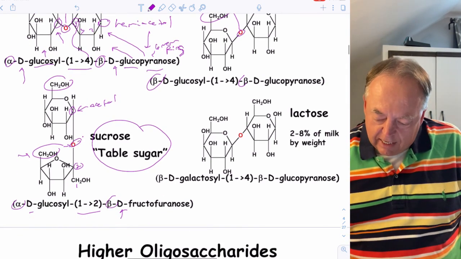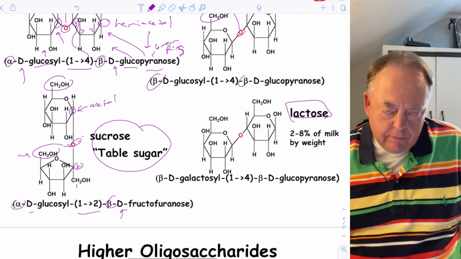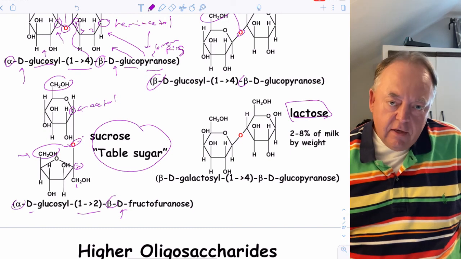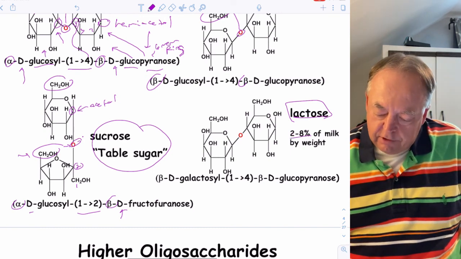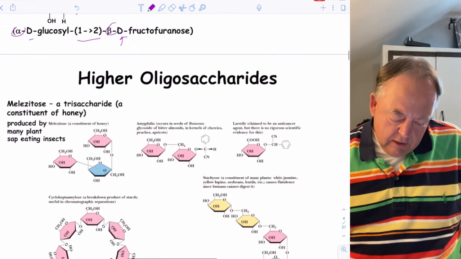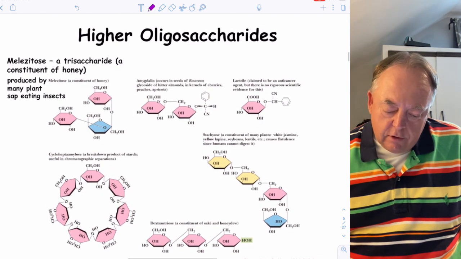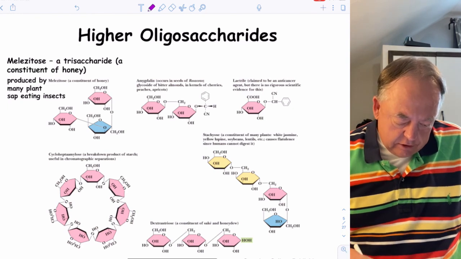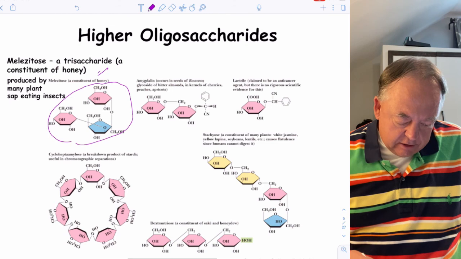This one's lactose. You've probably heard of lactose before. Some people are lactose intolerant, so they can't drink milk or ice cream unless it's lactose free. About 2 to 8% of milk by weight is lactose. Then of course you can have higher order oligosaccharides, with more than two carbohydrates attached to each other. This just shows a few examples. This particular one is a constituent of honey.